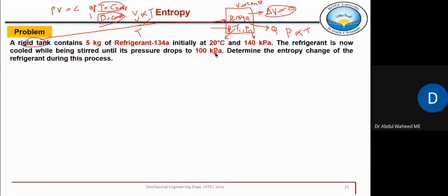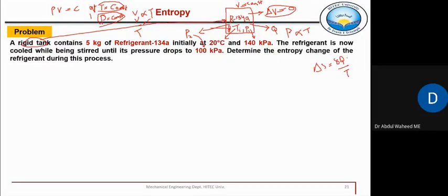So the final pressure P2 is 100 kilopascal. Determine the entropy change of the refrigerant during this process, because during this process heat is removed from this refrigerant. And we know from the definition of entropy that entropy change is given by del Q by T. Delta S is equal to del Q by T.